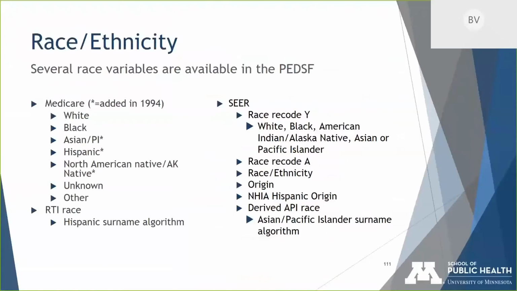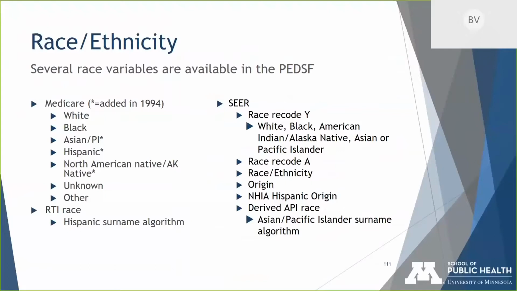Race and ethnicity is also something that we often want to measure. There are several race variables available in the PEDSF. I'm going to highlight a few of them. Note that there are variables that come from the Medicare side. You'll find in the PEDSF it will say the source is the EDB, the enrollment database for Medicare. Race and ethnicity are included in one variable, with mutually exclusive groups. So you can see that there's white, black, Asian, Hispanic, North American Native, and unknown and other. But note that Hispanic is included within that. So even though Hispanic is an ethnicity, it's included there.